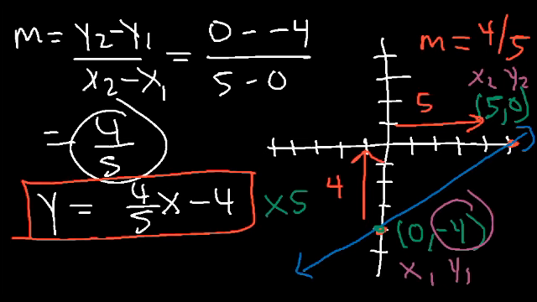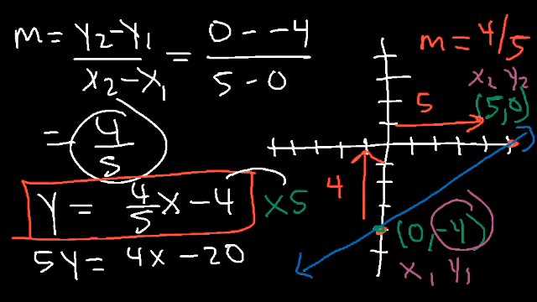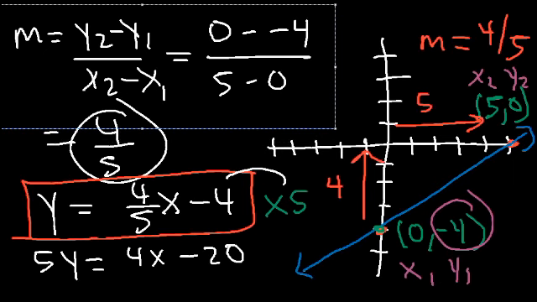So let's multiply everything by 5. So 5y is equal to 4 over 5 times 5. The 5's cancel, so we just get 4x. And 5 times negative 4 is negative 20. So let's move a few things around.